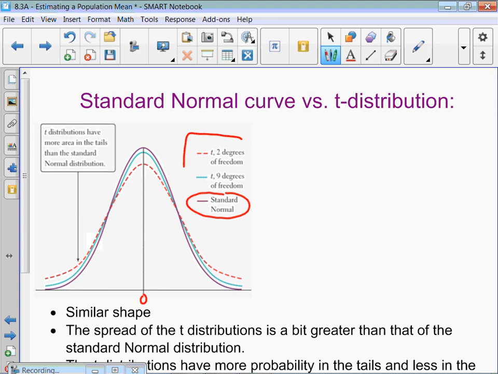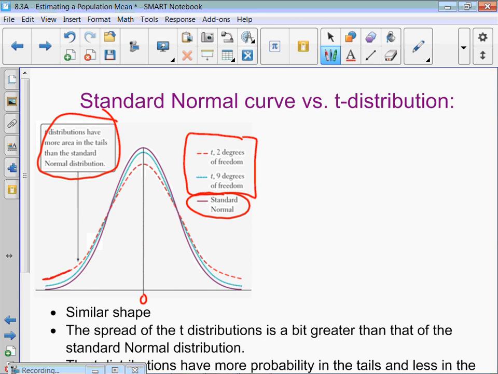And these two right here are both the t-distribution. So we've got this dotted line, that's the t-distribution, and we've got this aqua colored line, that's the t-distribution with different degrees of freedom. And degrees of freedom are related to your sample size. So important thing to note, t-distributions have more area in the tails.